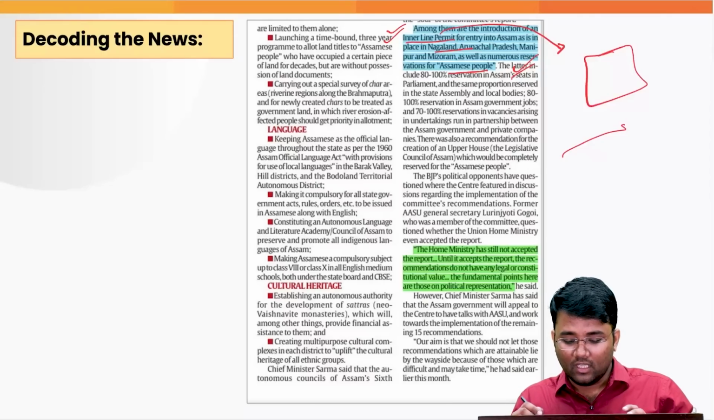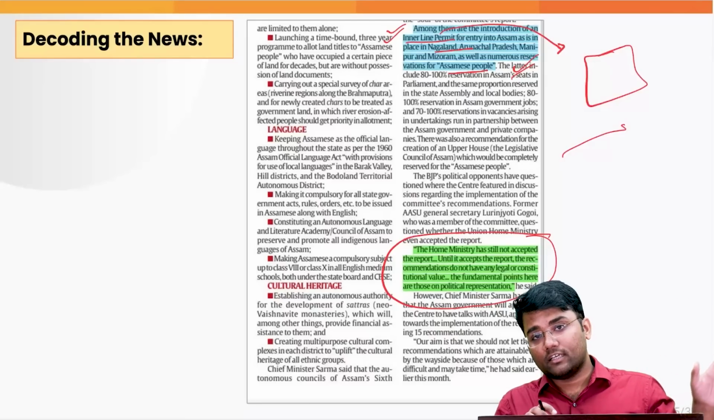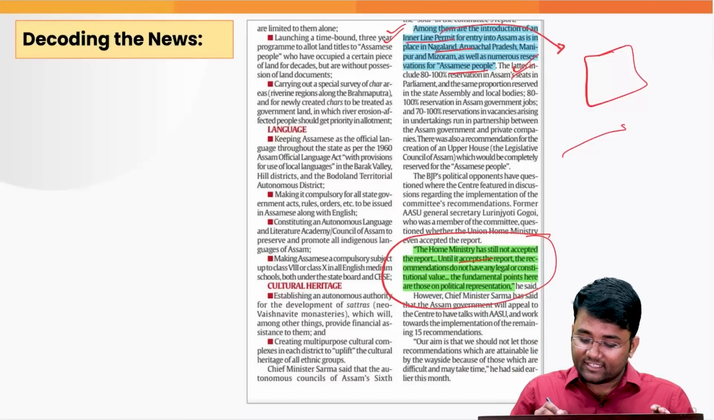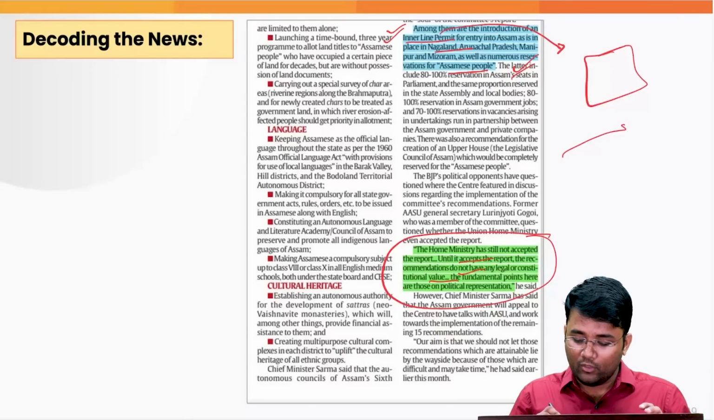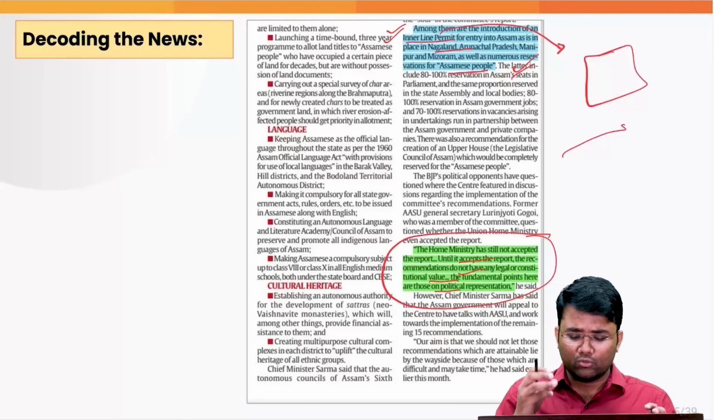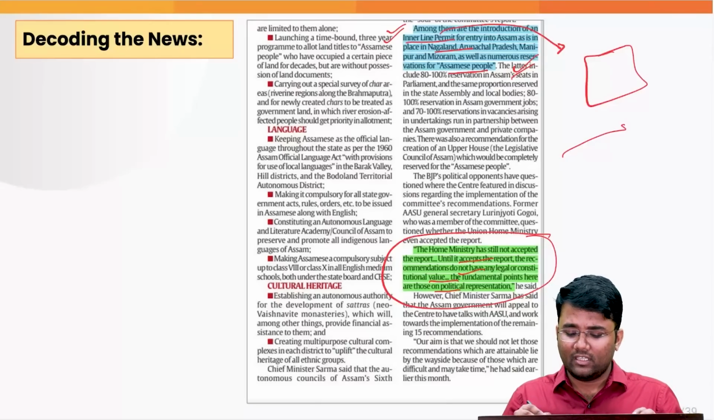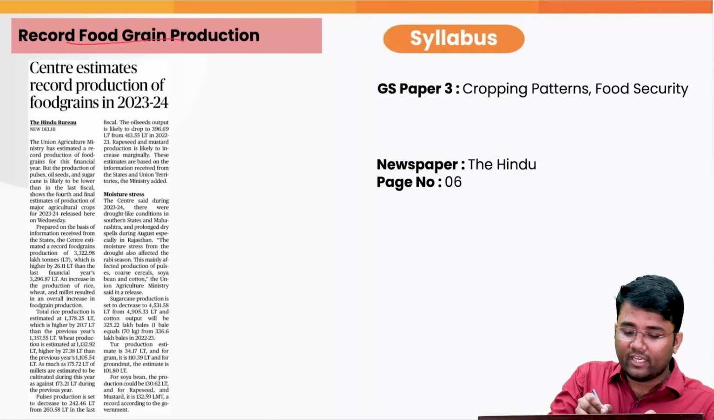accepted as of now. And the Home Ministry has still not accepted the report of the Justice Biplab Committee, and until it accepts the report, the recommendations do not have any legal or constitutional value. The fundamental points are those on political representation. So it will be good to see how all the recommendations will be implemented and in what time it will be implemented. Our next topic is record food grain production.